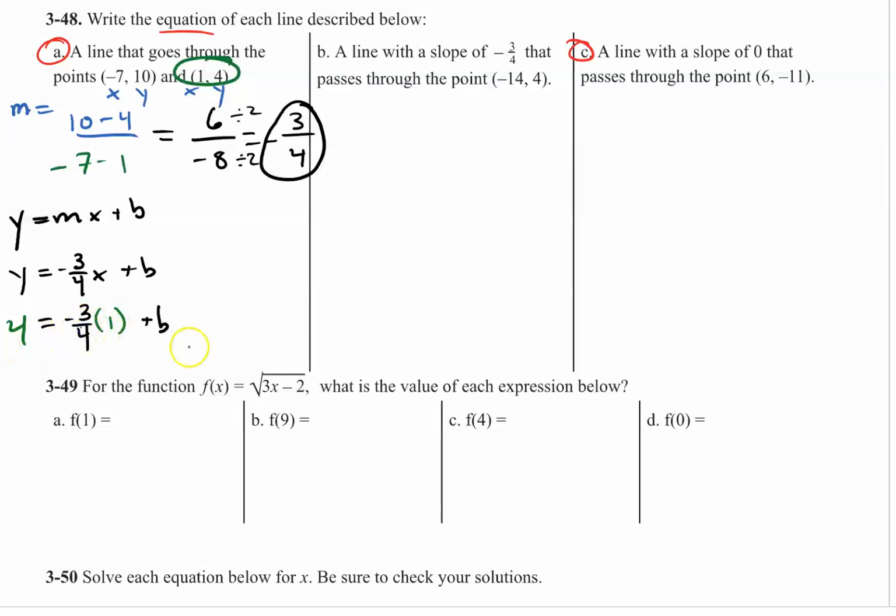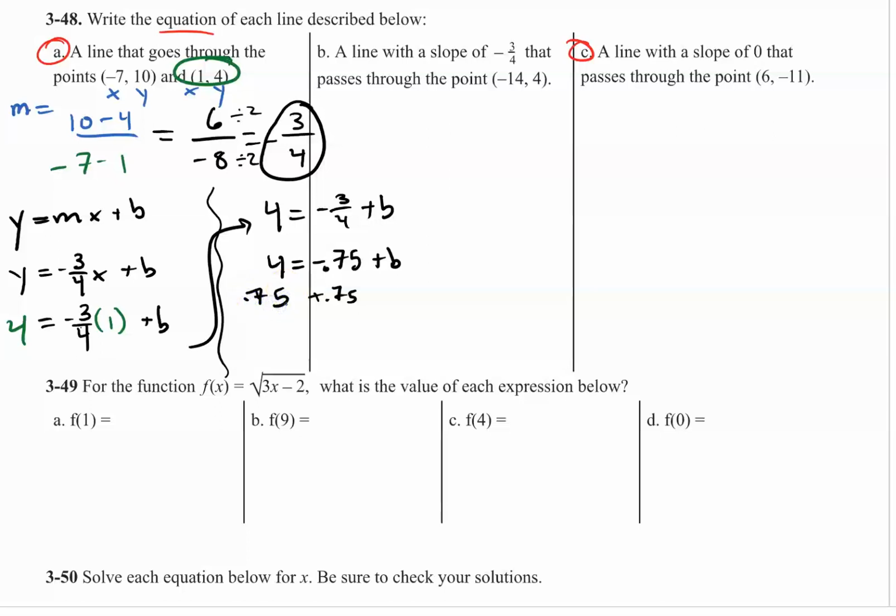Okay, 4 equals negative 3 over 4 times 1. Well, any number times 1 is itself. So that's going to be 4 equals negative 3 over 4 plus b. And 3 divided by 4, that's 0.75. Let's make this one easier to think about. 4 equals negative 0.75 plus b. To make b alone, what I would need to do is add 0.75 on each side. That makes a 0 pair, so that's gone. All that's left is b equals 4.75 because we're adding it.